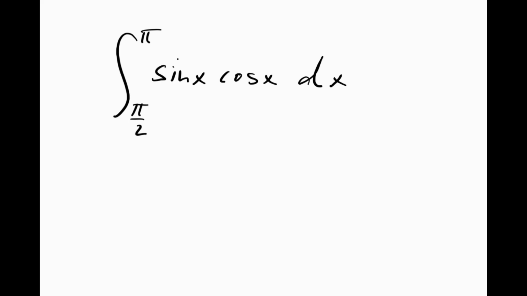Greetings. So in this one, let's take, for example, this example. Let's take a definite integral from pi over 2 to pi of sine x times cosine x dx. Let's see what that gives.